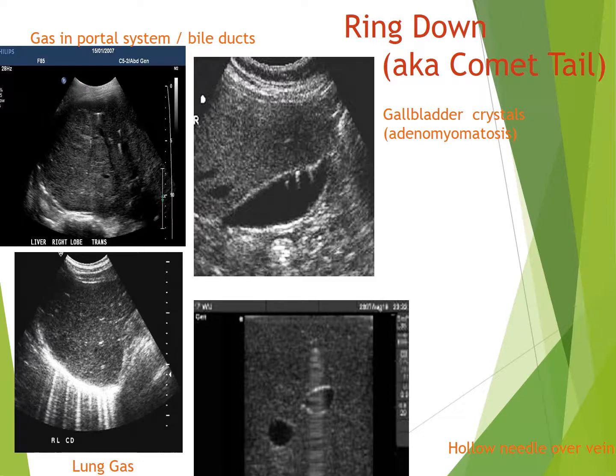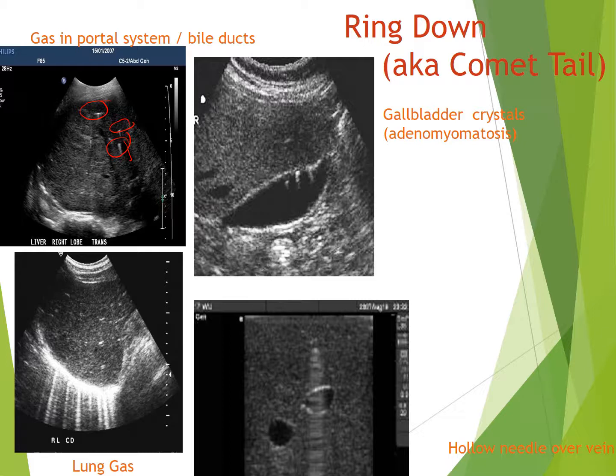So here are some examples of how we see ring down or comet tail artifact in our everyday imaging. This first picture up in the corner, we can see little ring down artifacts coming out of the biliary system. This is a diagnosis aider in that this little comet tells us that there is air within the bile ducts, because we know that the sound is interacting with the air, causing that bubble shape, those bugles, for the sound to bounce back and head back to the transducer. So this actually helps in aiding our diagnosis.